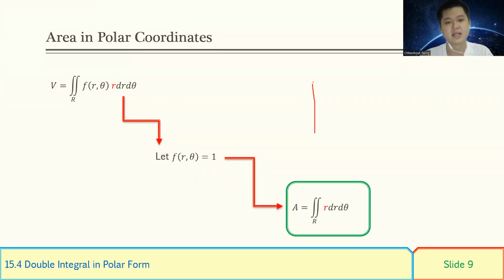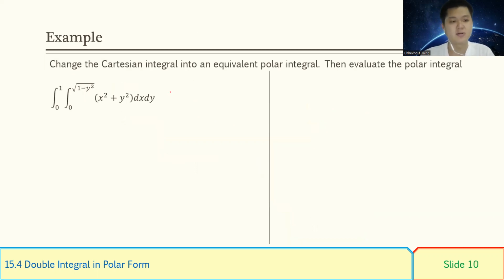What I mean by this is that normally when you find V, you are finding the volume of some sort of solid above this region. But when you let f of r, theta equal 1 and you get the area, you're actually finding area in 2D. So you're finding this circle area right here. You're not finding some sort of value, you're finding something that you can actually see. So yeah, those are all the concepts. Now we'll look at one example.